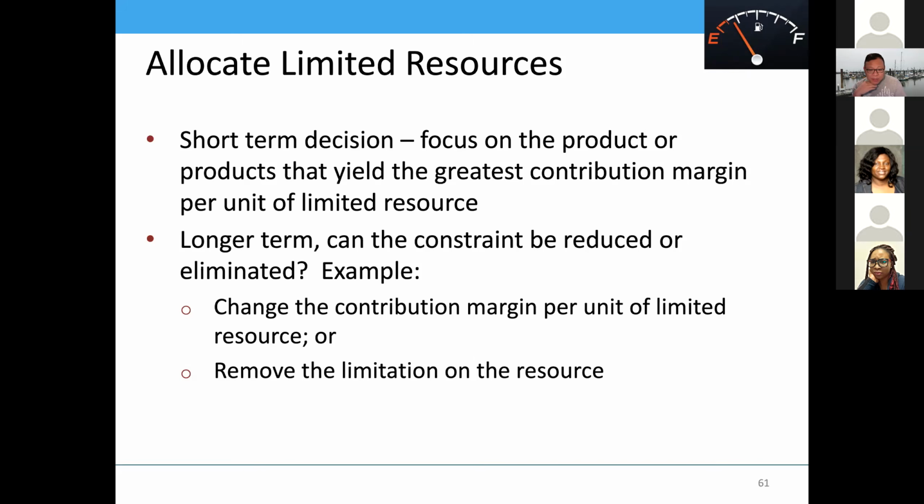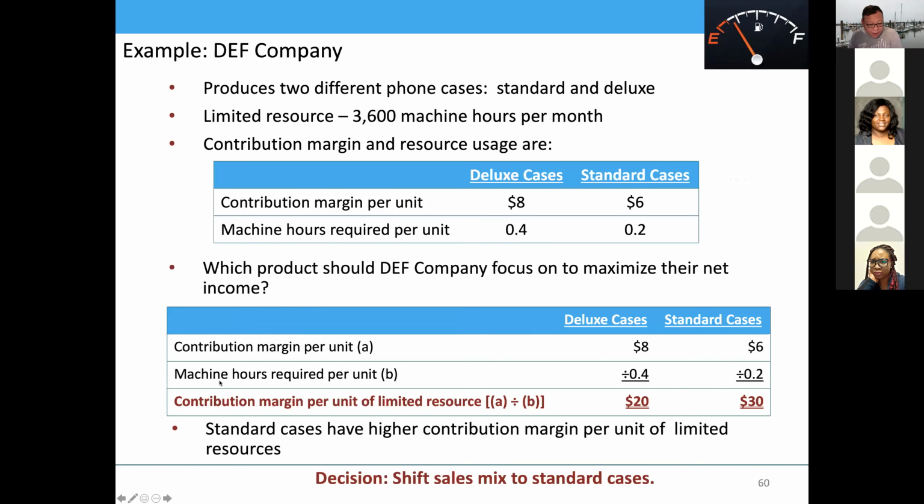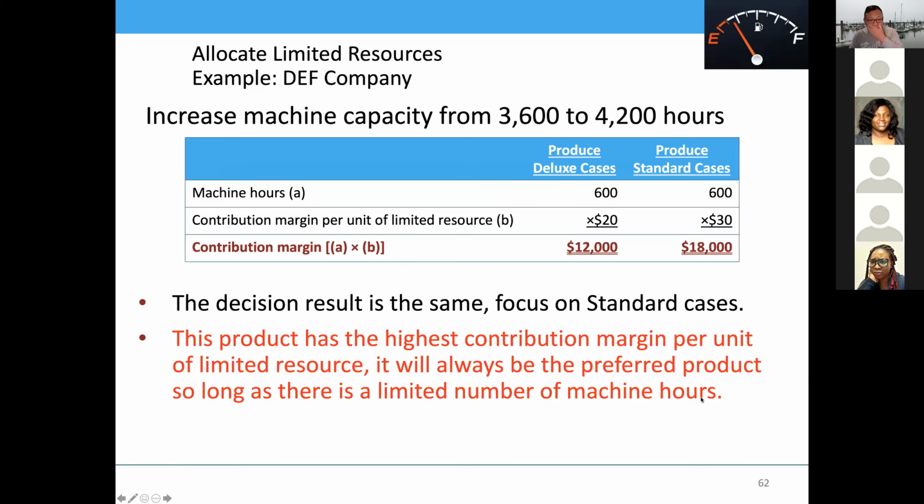Another way is to change the contribution margin per unit of the limited resource. How can you do that? Maybe that's about efficiency. Before, you had a process that was not efficient and took longer for the machine to make the product. Maybe you have a better idea to refine that process to keep the time shorter. So if you were able to reduce the machine hours for this product by half, to 0.2 hours, then $8 divided by 0.2 gives you $40. So that will change your decision making.